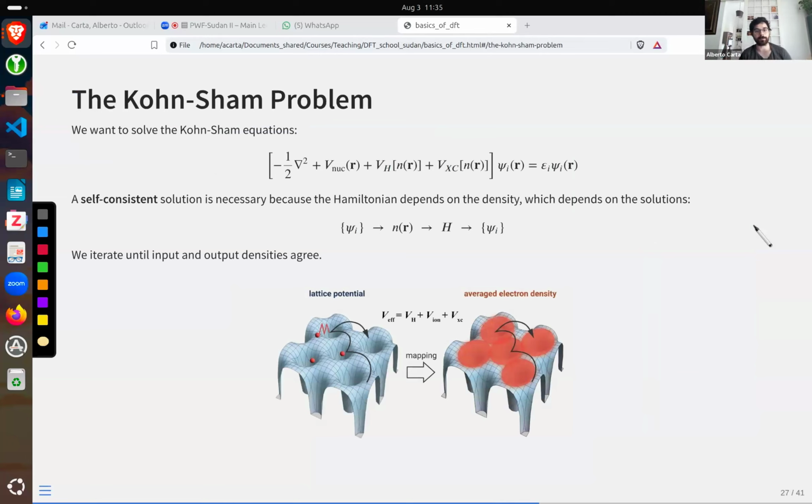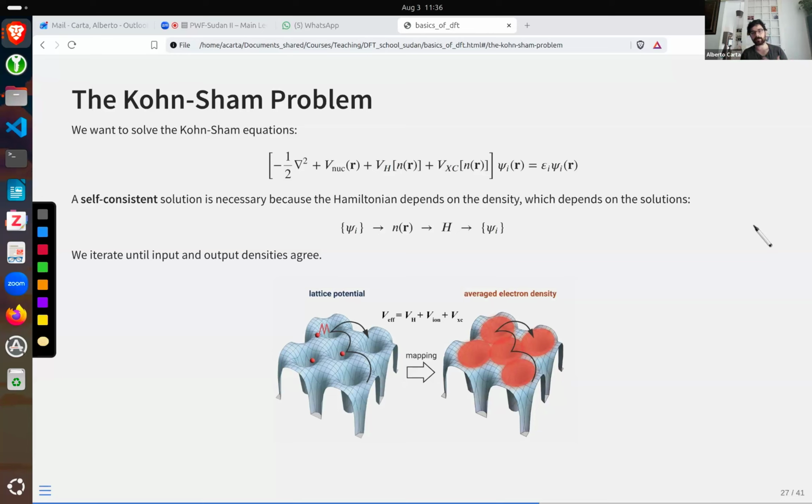As I think you saw a little bit in the past lectures, what we need to solve in DFT is something called the Kohn-Sham equations. This is an effective electron problem. This means that we have our very complicated many-body electron problem, and then we map it onto a simpler problem that is non-interacting, fictitious non-interacting electrons.